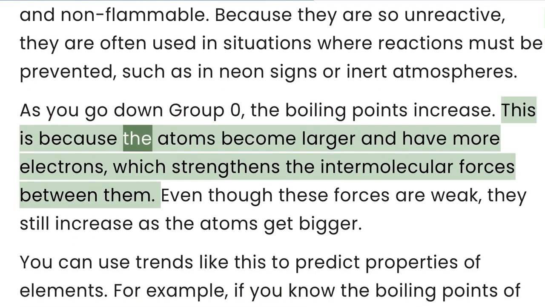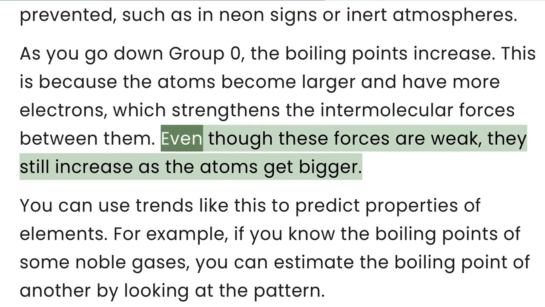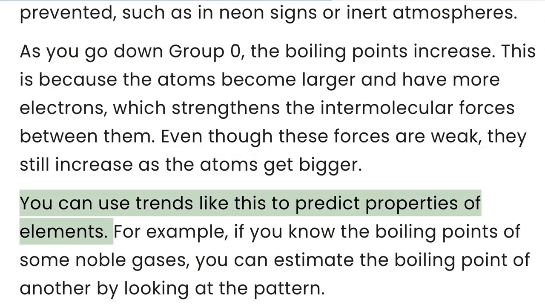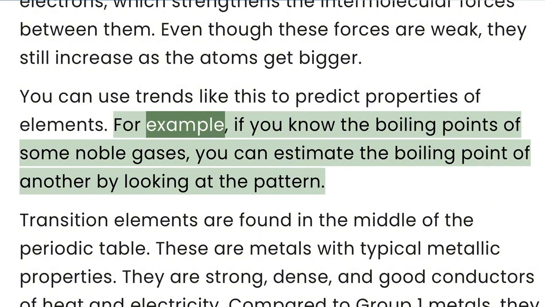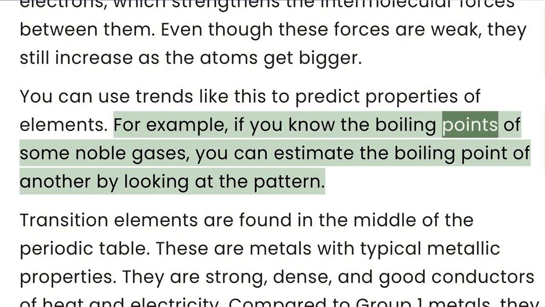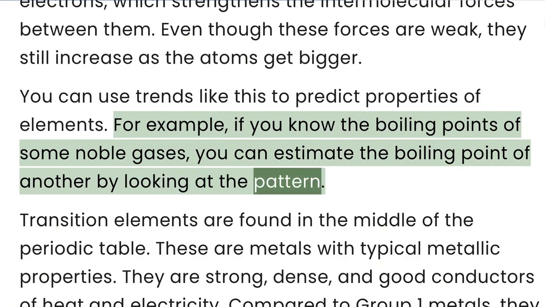This is because the atoms become larger and have more electrons, which strengthens the intermolecular forces between them. Even though these forces are weak, they still increase as the atoms get bigger. You can use trends like this to predict properties of elements. For example, if you know the boiling points of some noble gases, you can estimate the boiling point of another by looking at the pattern.